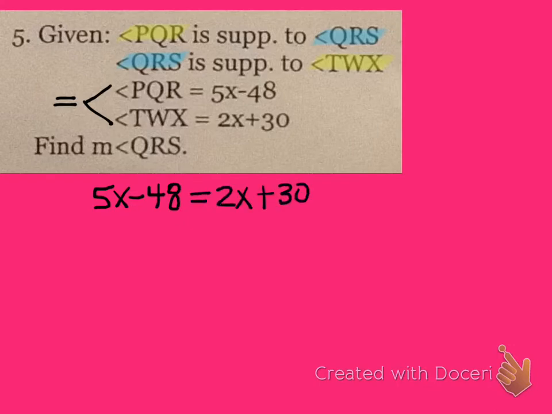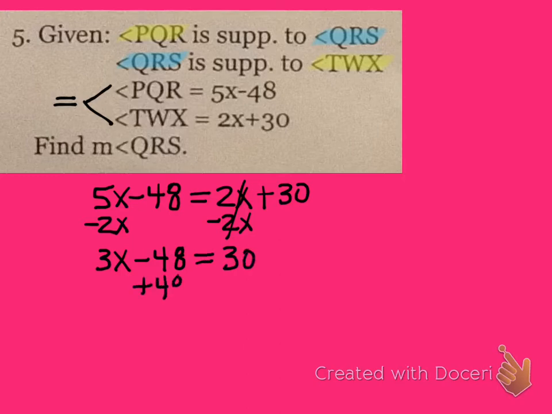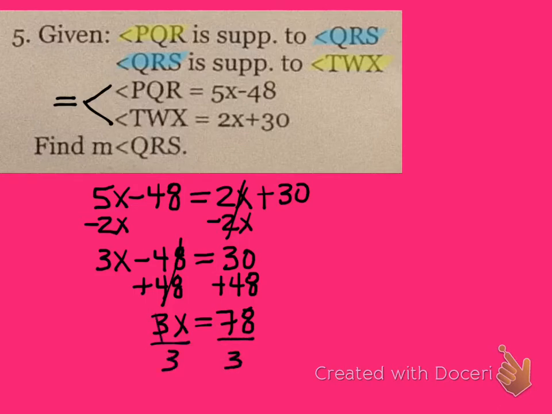Okay, so let's go ahead and solve this equation. We're going to move our x's to the same side. I'm going to subtract 2x from both sides so I can get them on the left. That's just the way I'm choosing to start. And then that minus 48, I want to move over to the 30 so it's on the other side. So I'm going to add it to both sides. 3x equals 78. Now I'm going to divide both sides by 3. And I get an x value of 26.